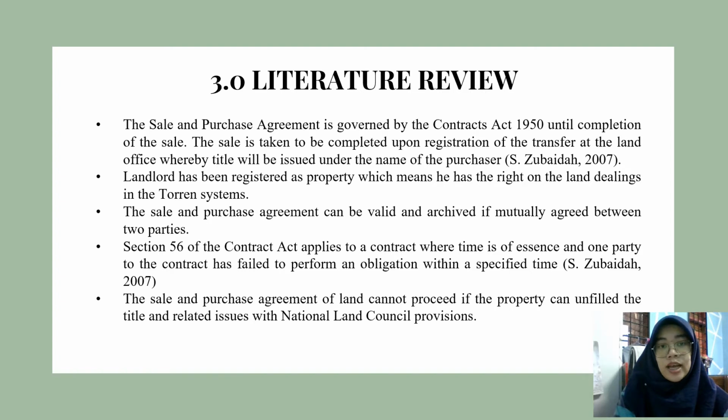And once the landowner has been registered, he has the right over the land, as it is dealt with under the Torrens system, which means that the owner of the land has 100% authority over that land. The sale and purchase agreement can be valid and achieved if mutually agreed between the two parties. But if there is some false information, the sale and purchase agreement can be avoided.